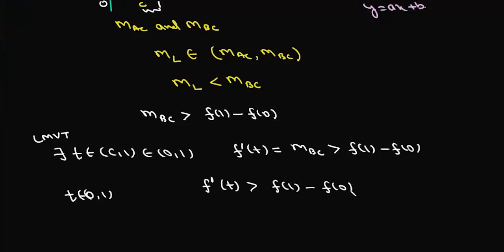Now here we have taken this interval between C and 1 because we have taken this point C below the line L. If we would have taken this point C above this line L, then we would have taken this interval from 0 to C. And this f1 minus f0, we are assuming f1 is greater than f0. And from here we can clearly write mod of f dash t is greater than mod of f1 minus f0. And we are taking this mod sign because we have assumed f1 is greater than f0.